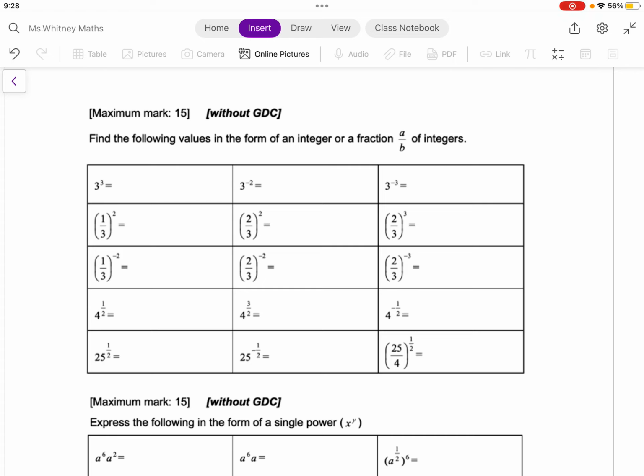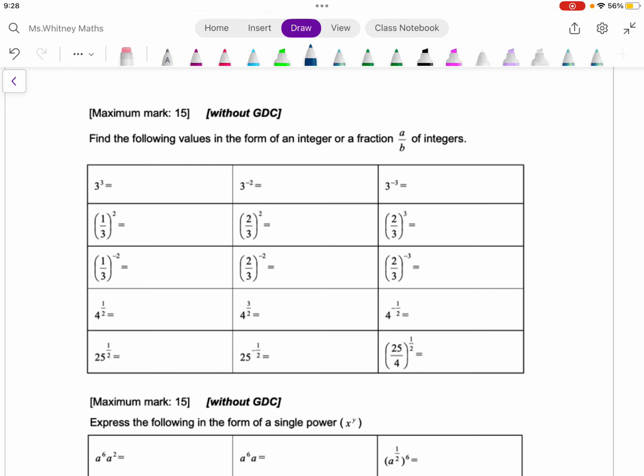Okay, so hopefully now you've had a chance to go through these. Please feel free to fast forward the video if you just want to check the answers, or if you want to follow through with me going through the questions. So, information we have at the top: find the following values in the form of an integer or a fraction where they are integers. Okay, so A and B. So we can have a fraction or we can have an integer answer.